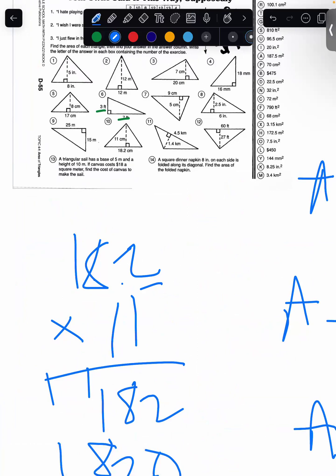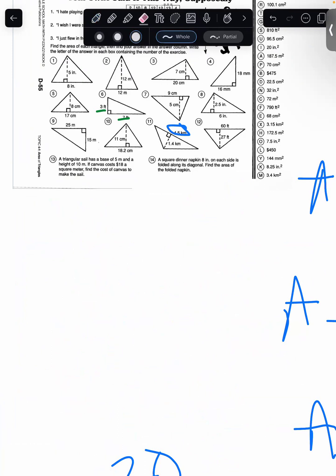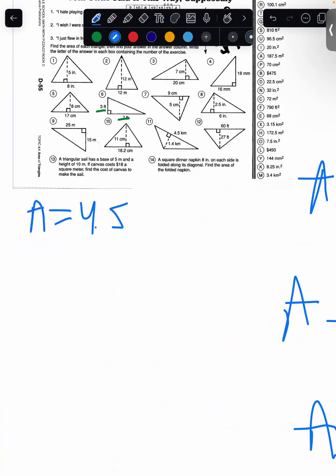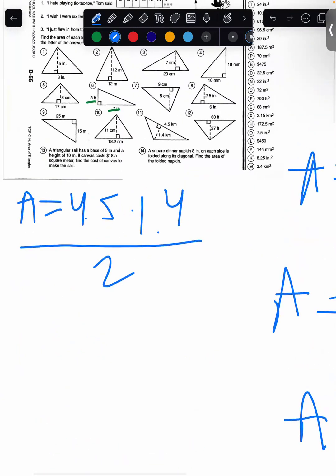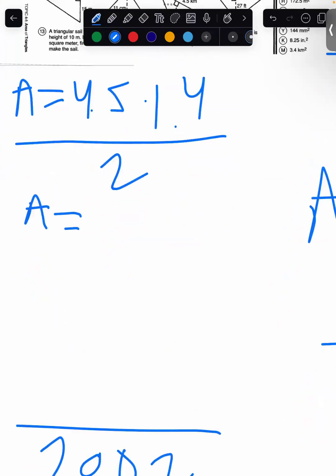All right, number 11, this is another funny looking one because this is the base right here, the 4.5 kilometers, and the 1.4 kilometers is the height. Okay, so we got 4.5 times 1.4 divided by 2. You could go ahead and say divide the 1.4 by 2 and make it 0.7. That would work if you understand what I'm saying there.